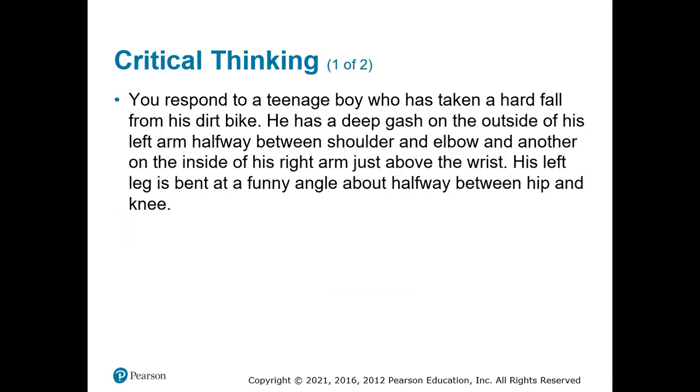Your critical thinking question of the chapter: you respond to a teenage boy who's taken a hard fall from his dirt bike. He's got a deep gash on the outside of his left arm, halfway between the shoulder and the elbow, and another on the inside of his right arm just above the wrist. His left leg's bent at a funny angle about halfway between the hip and the knee. When you have something like this that's messy, draw a picture. Draw these injuries on a picture, because it's really going to help you practice these terms. Draw these terms out on a picture of the human.